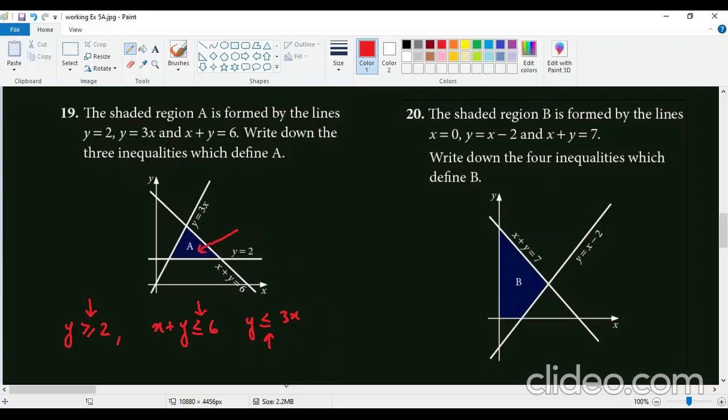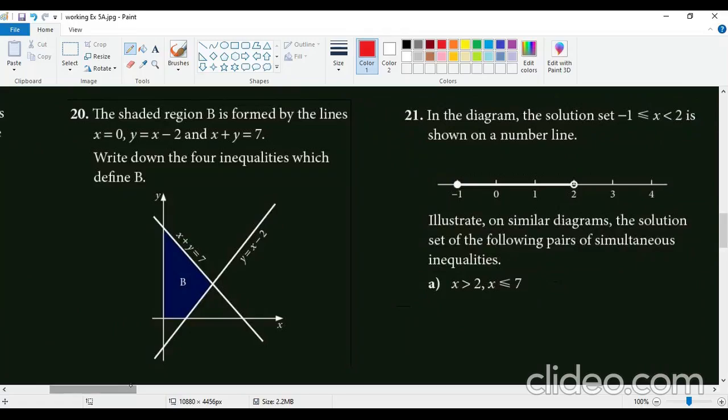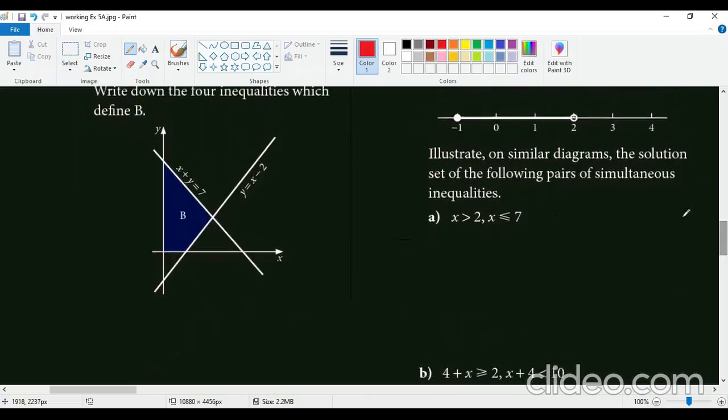Moving on to question number 20, I can see there are four lines. X and Y axes also I'm considering, because there is shading on this side and on this side. So I am going to consider four lines. First, all the x values greater than or equal to 0 are shaded. Then comes the y value also greater than or equal to 0.